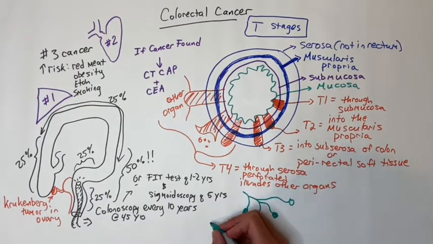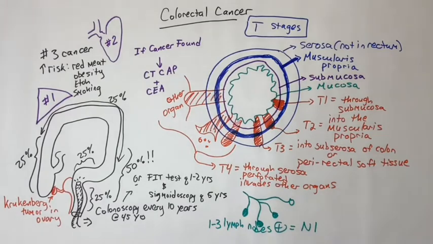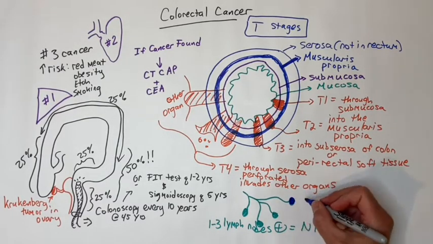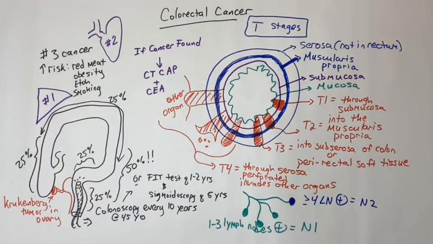N1 is 1 to 3 involved lymph nodes. N2 is 4 or more involved lymph nodes. Stage 3 is any node that's involved.